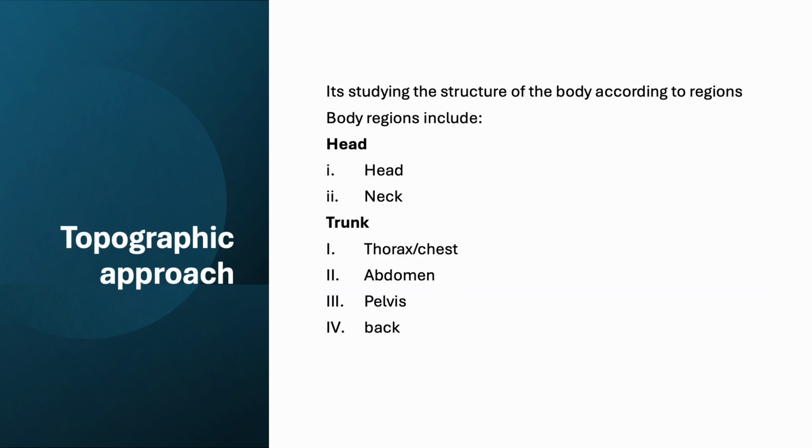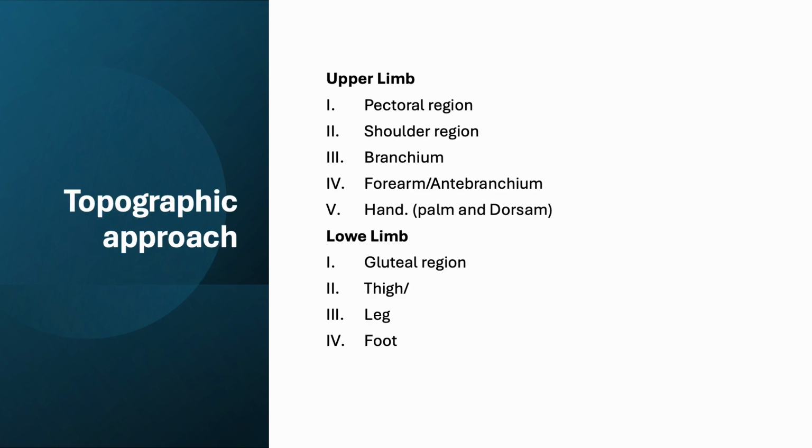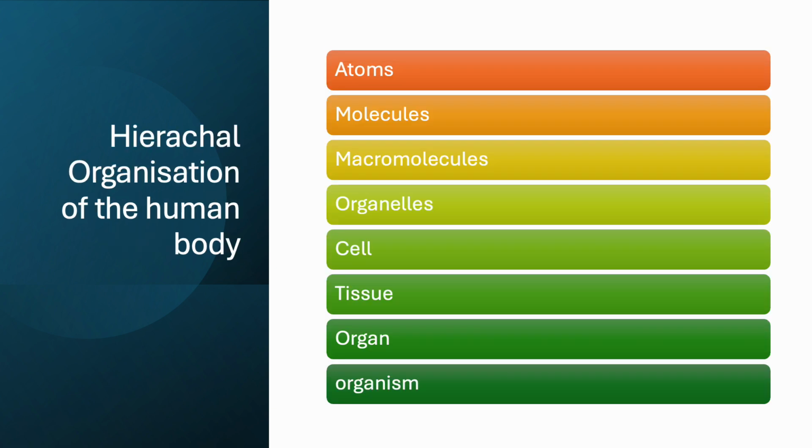Topographic anatomy is studying the structure of the body according to regions, as I mentioned earlier. You can study head, neck, trunk, thorax, chest, abdomen, pelvis, or back on the trunk. For the upper limb, we need to know the pectoral region, shoulder region, brachium, forearm or antebrachium, and hand, that is palm and dorsum. And then the lower limb, we need to know the gluteal region, thigh, leg, and foot.